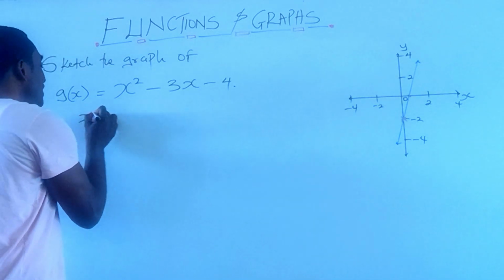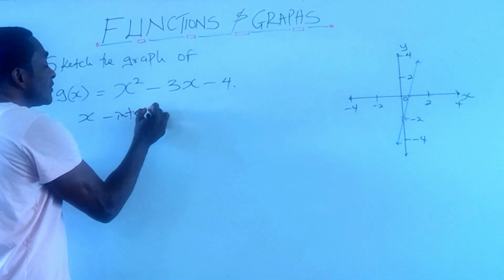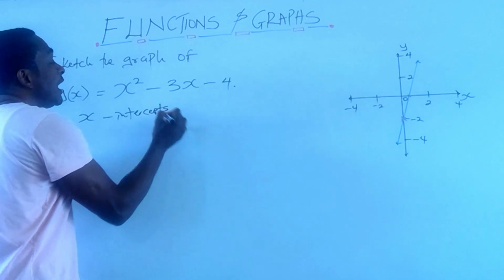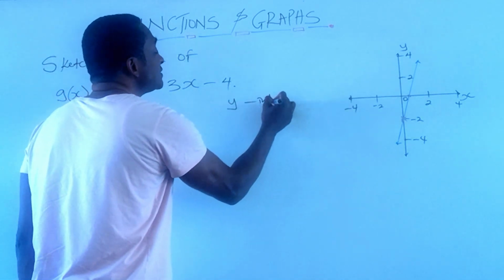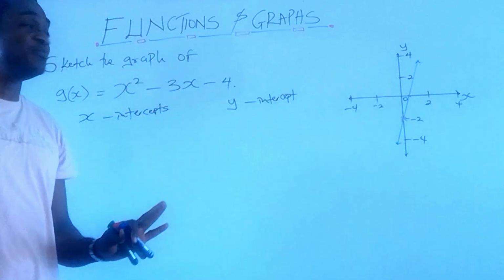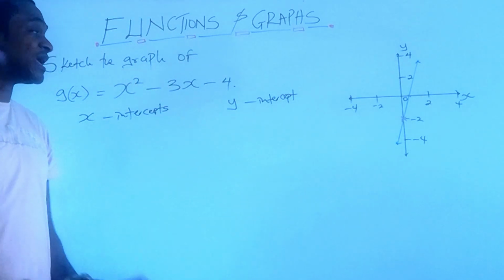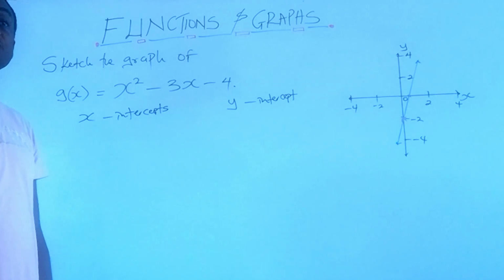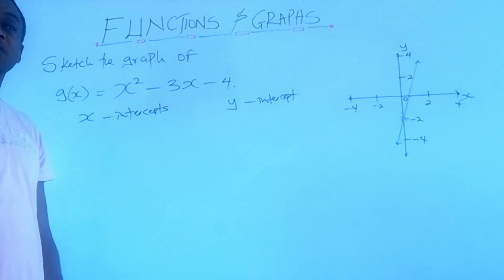So what we need is the x-intercept, and we need the y-intercept, and then we need the turning point. With these 3, you can sketch any parabolic function.